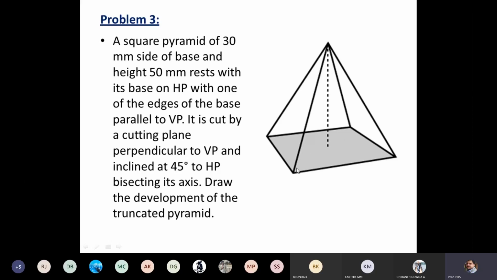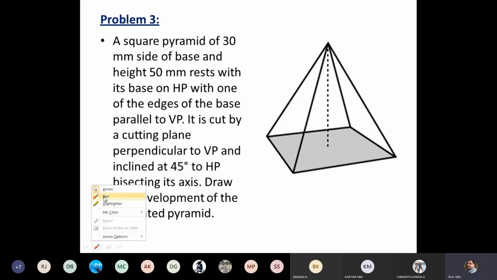Here it is not the length of the slant edge. It is the height of the pyramid, indicated by the axis height. The pyramid rests with its base on HP, so the base will be on HP. That means it is in vertical orientation with one of the edges of the base parallel to VP. So if this is VP, one of the edges should be parallel to it. Obviously two edges will be parallel to VP if it is kept in this orientation.